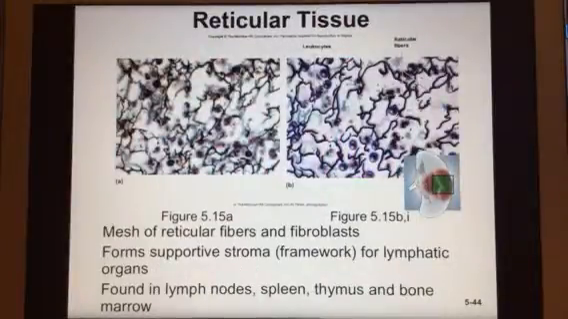Okay, next is reticular tissue. Reticular tissue kind of looks like areolar, except that the fibers are more wiggly. They are reticular fibers. And then you can also see in this picture some leukocytes. It forms the framework for lymphatic organs, so the lymph nodes, the spleen, the thymus, and bone marrow.